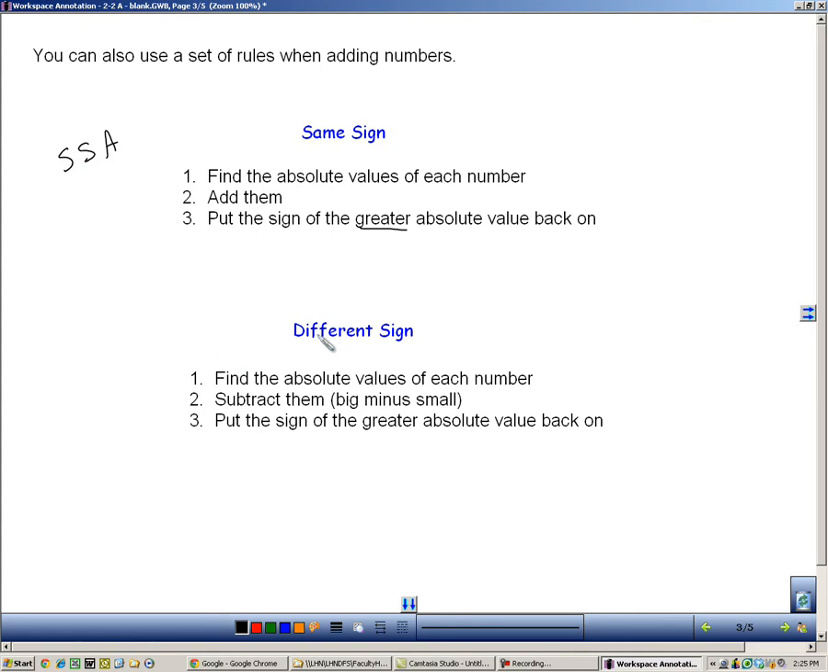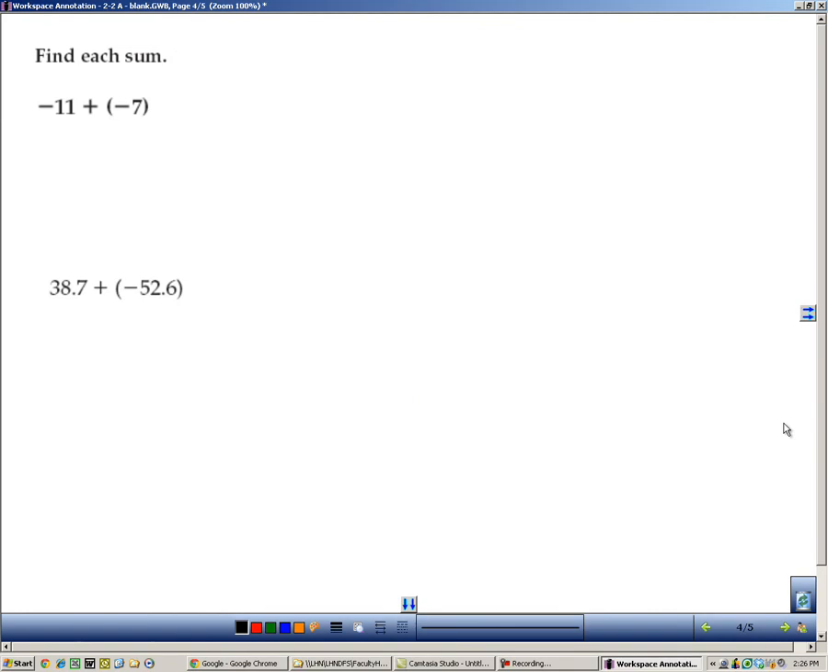The other part of the rule is different signs. You're going to still find the absolute value, but you're going to subtract them. Take the big one minus the small one, and then you're going to put the sign of the greater absolute value back on. So your answer, you always put the sign of the greater absolute value back on. With this set of rules, we use different sign subtract. That's how people remember that. So in summary, same sign, you're going to add the numbers. Different sign, you're going to subtract the numbers, or I should say the absolute values. Let's give it a try.